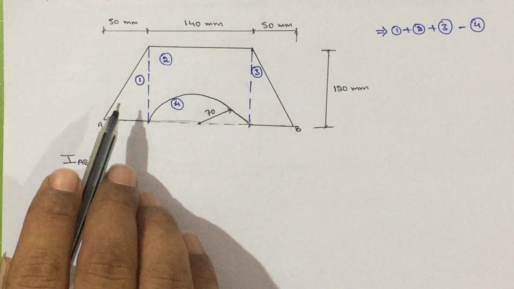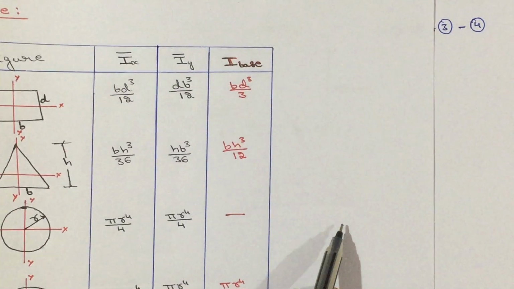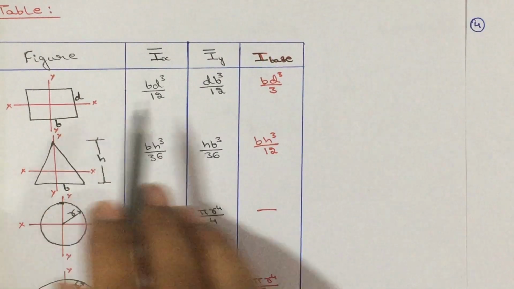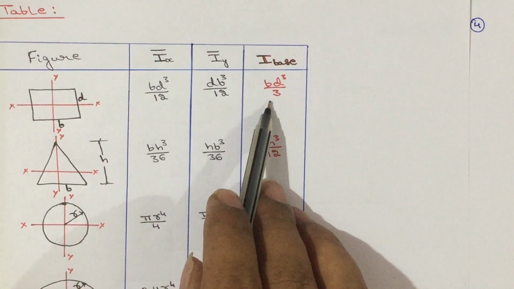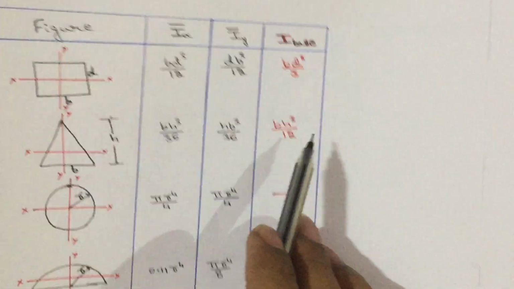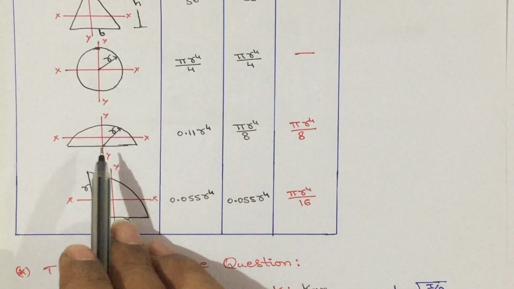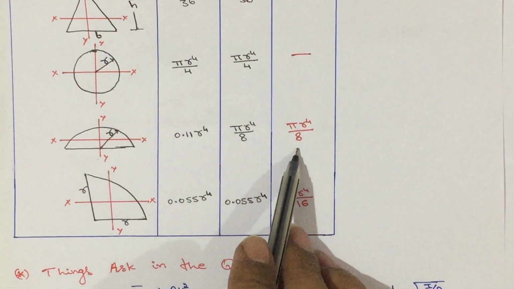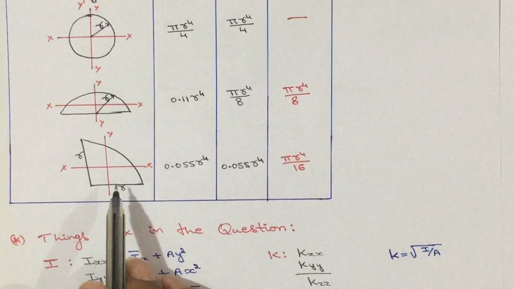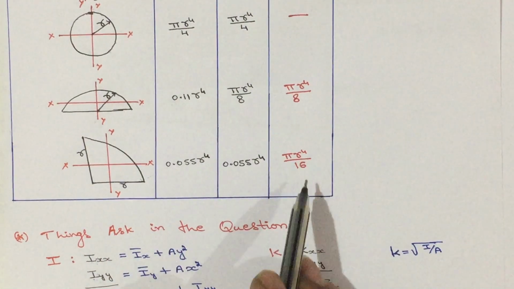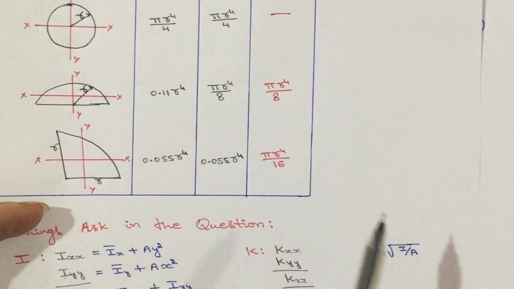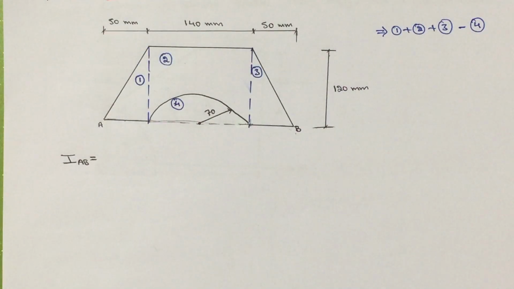So, I will revise the formulas once again. For rectangle, base formula is BD cube by 3. For triangle, BH cube by 12. For circle, there is no formula. For semicircle, pi r to the power of 4 by 8. For quadrant of a circle, pi r to the power of 4 divided by 16. You should know this one.